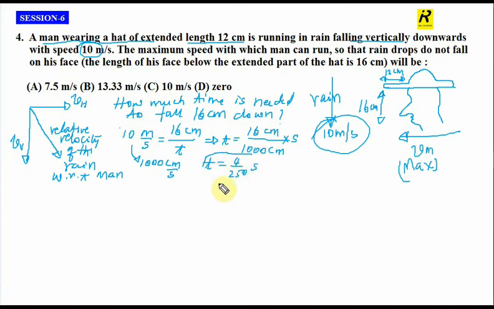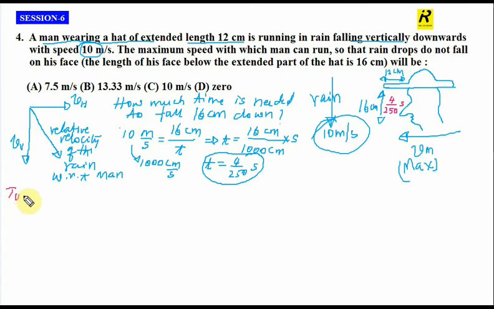So in this time the rain will come down 16 centimeters. This will take t equals 4 divided by 250 seconds. In this time, if he moves 12 centimeter forward, then definitely the rain may hit his face. So his speed should be such that his horizontal motion in this time should be less than 12 centimeter.